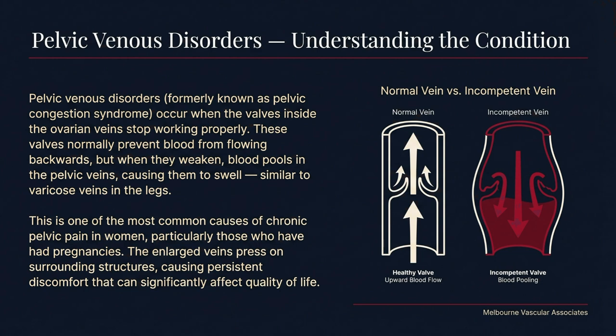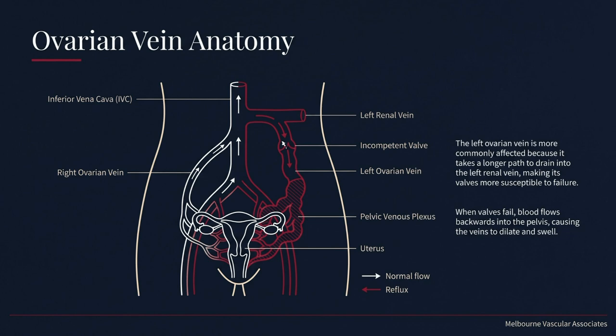When we have pelvic venous disorders, due to reflux in the ovarian vein, this causes pelvic venous congestion. It is actually one of the common causes of pelvic pain in women, particularly those who've had pregnancies in the past. And what happens is these veins, particularly on the left side coming from the left ovarian vein, cause engorgement in the pelvic venous plexuses in the pelvis.